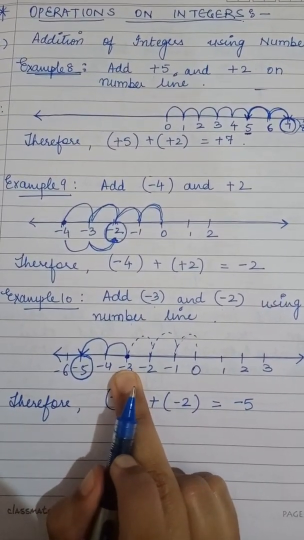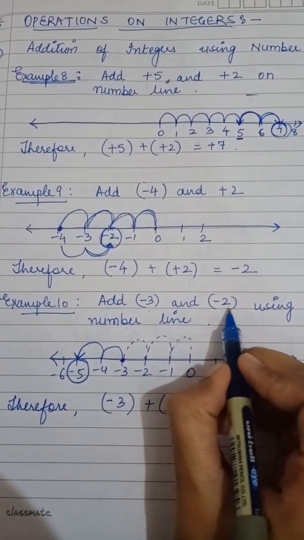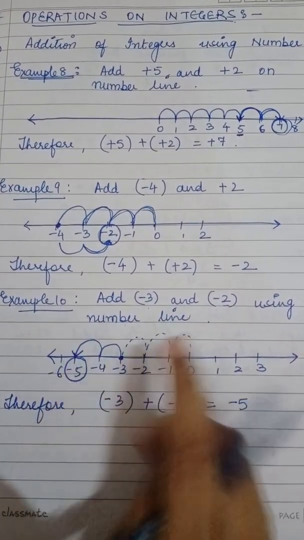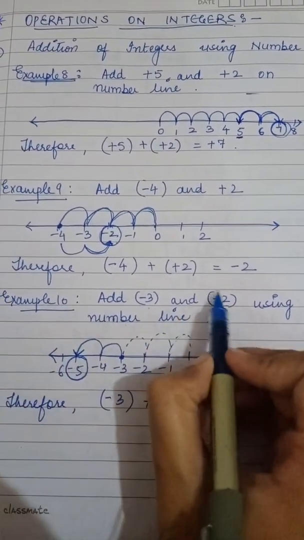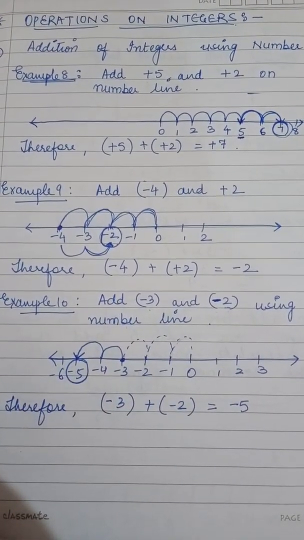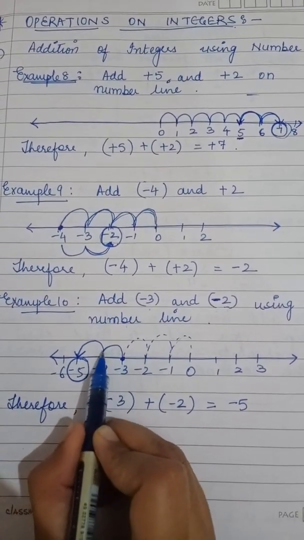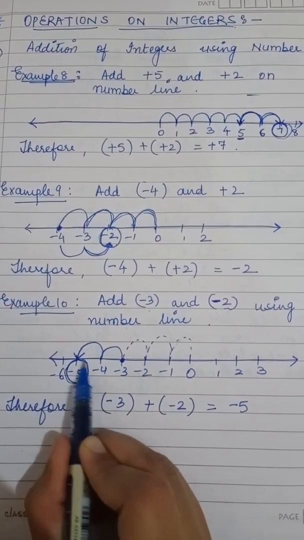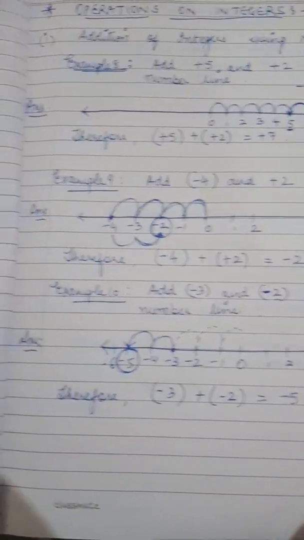Now from minus 3 I have to go 2 digits. Because 2 is there, I have to move 2 moves. But to which side? Plus or minus? Left or right? Minus sign is there, so minus means left. So I am going to go 2 to the left. From minus 3, I am going to go to the left. 1 and then 2. So this is your minus 5. Okay, so that's how you are going to add. This was your example 10.